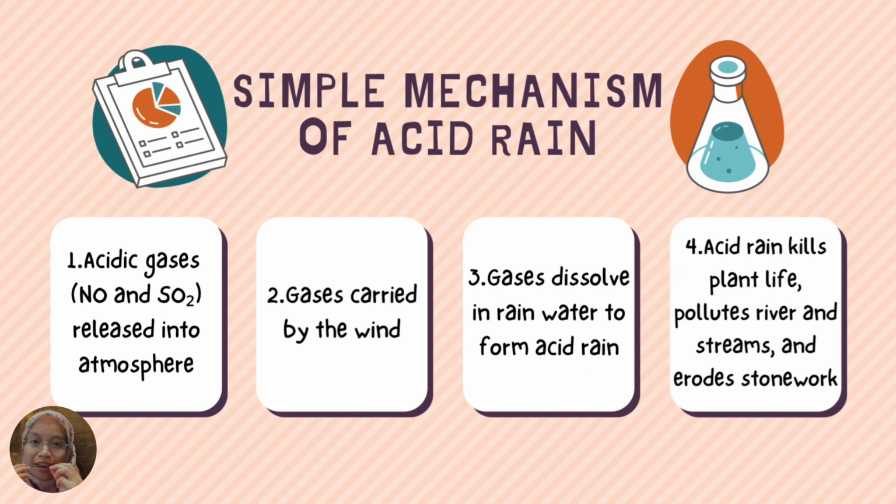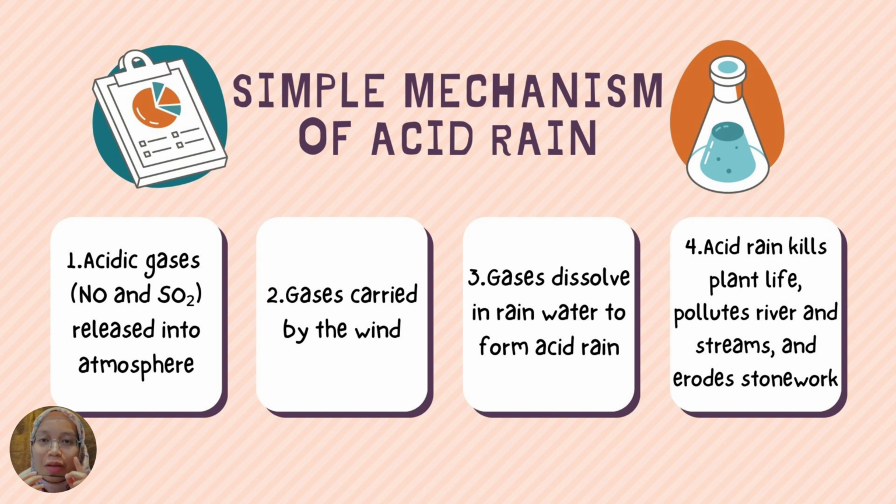Simple mechanism of acid rain. Acid rain results when sulfur dioxide and nitrogen oxide are emitted into the atmosphere and transported by wind and air currents. The sulfur dioxide and nitrogen oxide react with water, oxygen, and other chemicals to form sulfuric and nitric acid. This then will mix with water and other materials before falling to the ground as acid rain.